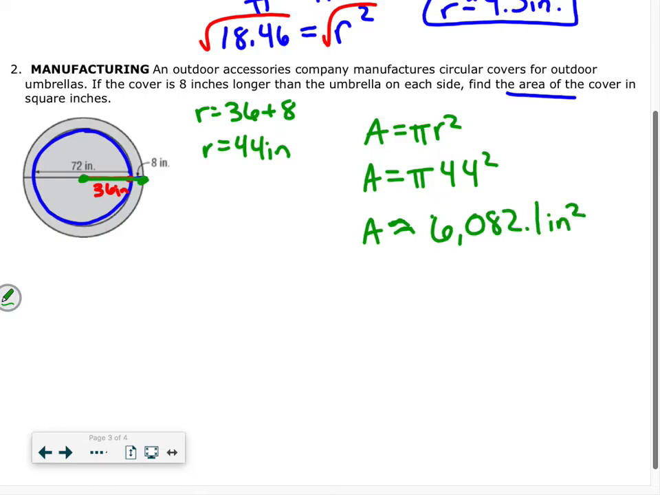6,082.1 inches squared. And when you're using pi, please do not use 3.14. If your calculator has a pi key, use that. Most calculators do. If your calculator doesn't, then you can use 3.14, but really use that pi key because using 3.14 is rounding, and we'll start to get some wrong answers here as we go forward, okay?